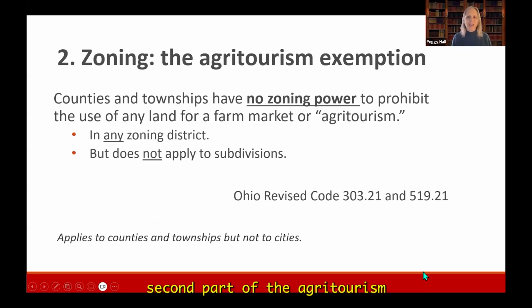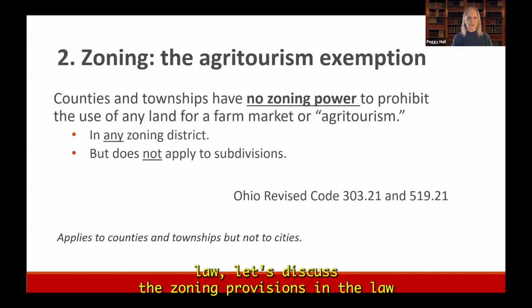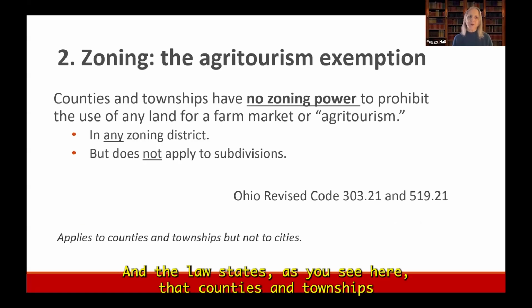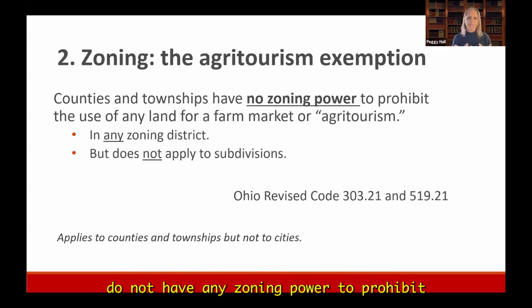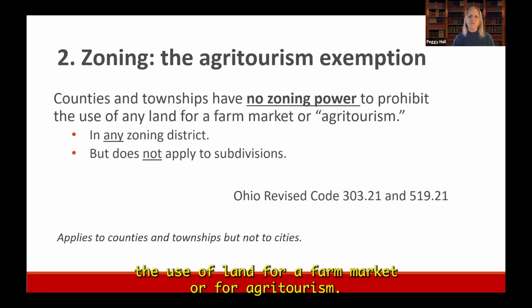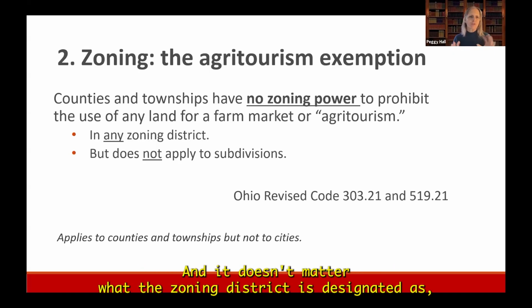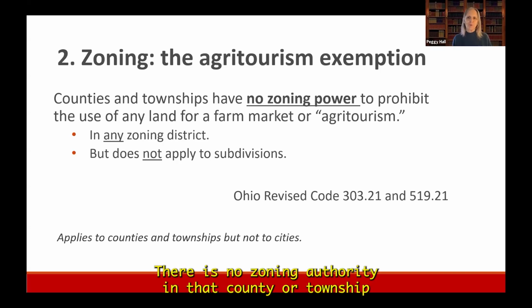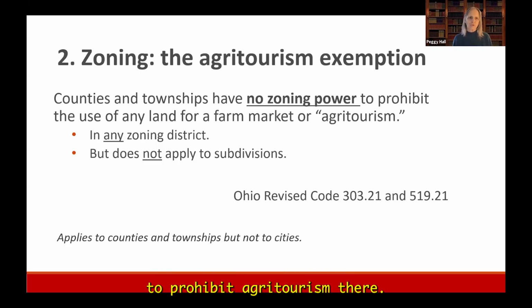So moving on then to the second part of the agritourism law, let's discuss the zoning provisions in the law, which create an agritourism exemption from local zoning authority. And the law states, as you see here, that counties and townships do not have any zoning power to prohibit the use of land for a farm market or for agritourism. And it doesn't matter what the zoning district is designated as, if it's designated residential, commercial, agricultural, that does not matter. There is no zoning authority in that county or township to prohibit agritourism there.